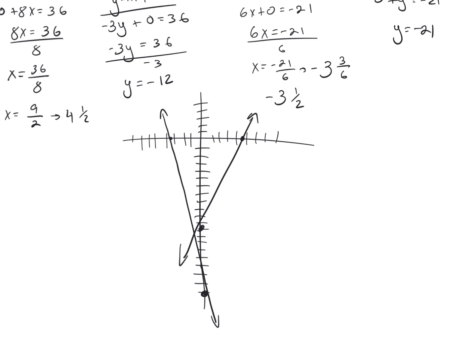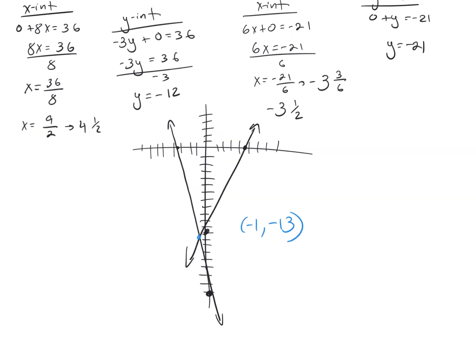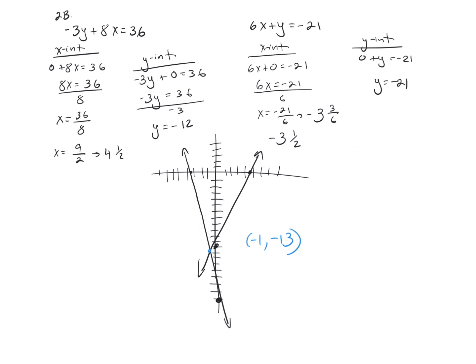When we draw that graph, again, this is hand-drawn, so it's not perfect, but this will be the solution. I'm going to say that it's negative 1, negative 13, just to kind of estimate where the solution will be. Again, this is an estimate because it's not perfectly drawn. But again, the solution is right where those lines cross.